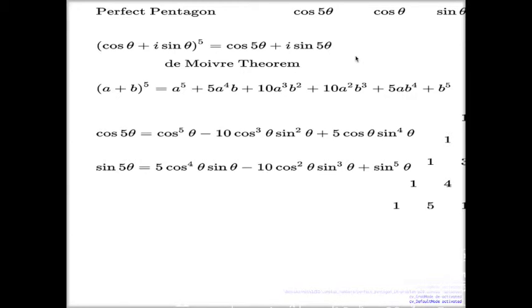Now I promised you a link with the perfect pentagon. I'll take this question a bit further. Rather than just saying I need to express my cos of 5 theta or sine of 5 theta in terms of sine and cos, I can make it even more strict. I can say, let's just find the expression for sine 5 theta in pure sine theta. No cos is allowed anymore. For that, we will need some extra steps.